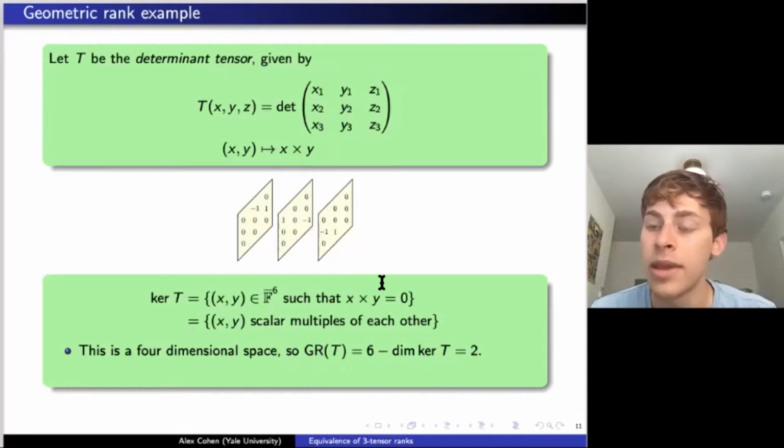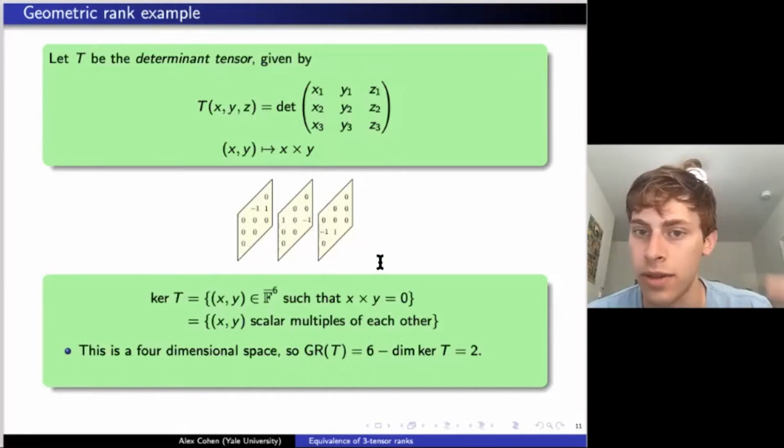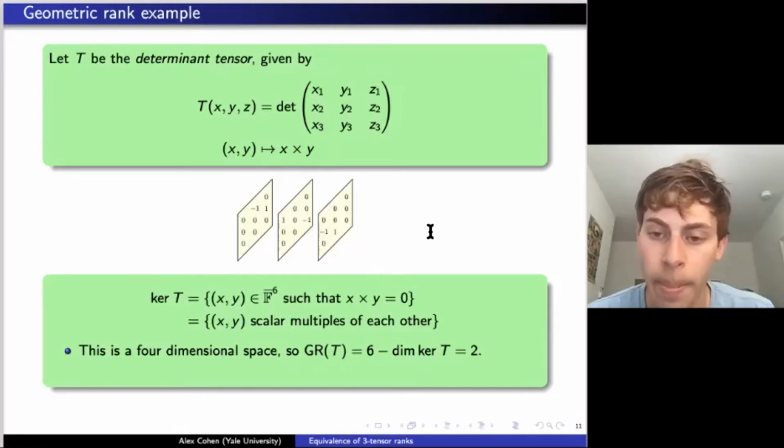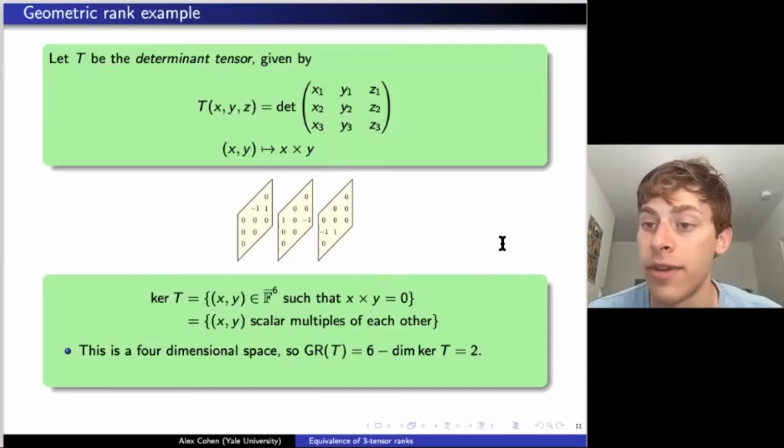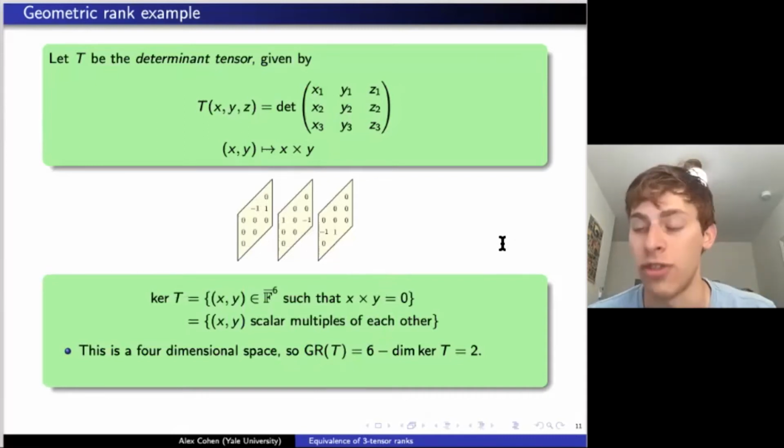And because the ambient space is 6 dimensions, because there's 3 for x and 3 for y, the codimension is 6 minus 4 equals 2. So that means that the geometric rank is 2, which is less than the maximum value of 3. So this determinant tensor does not have full geometric rank.